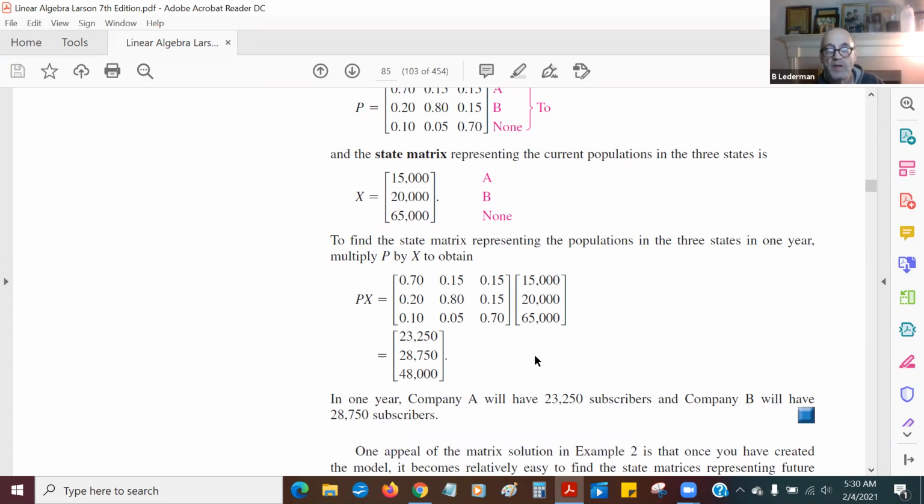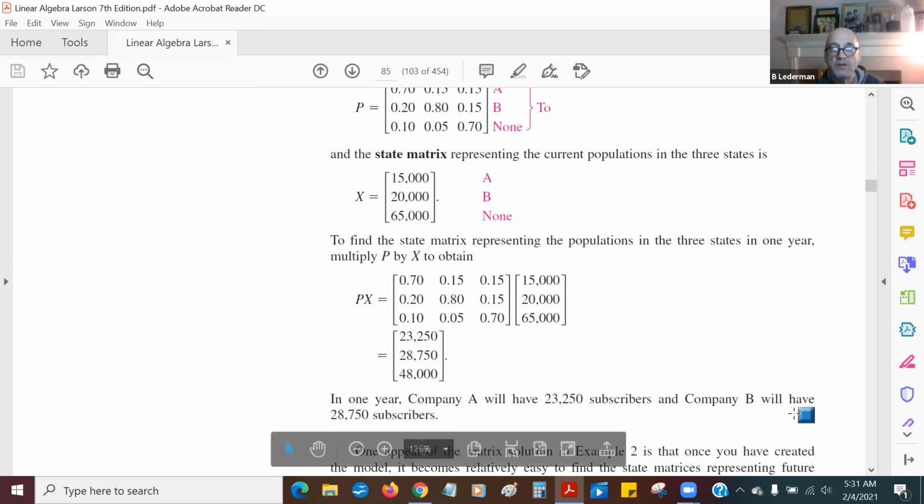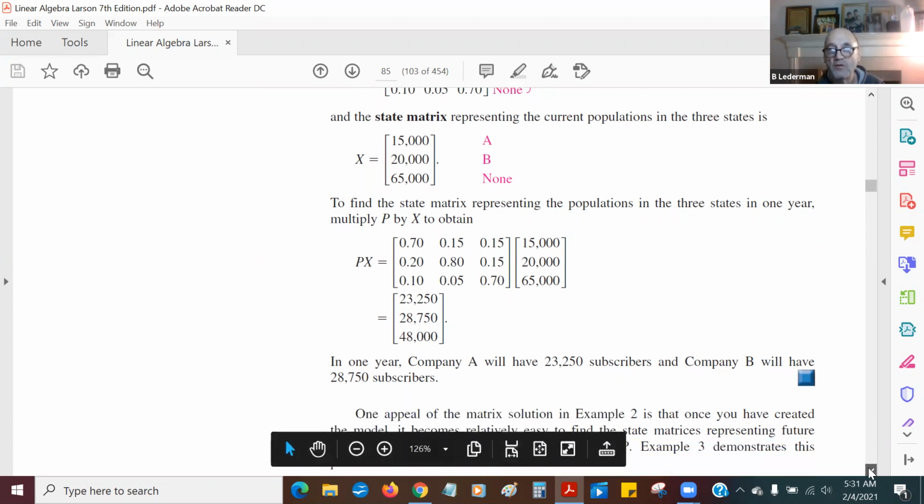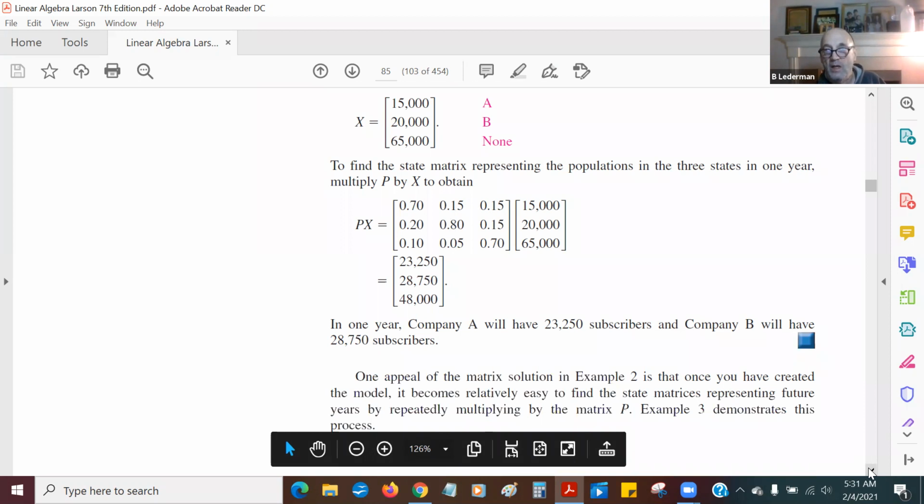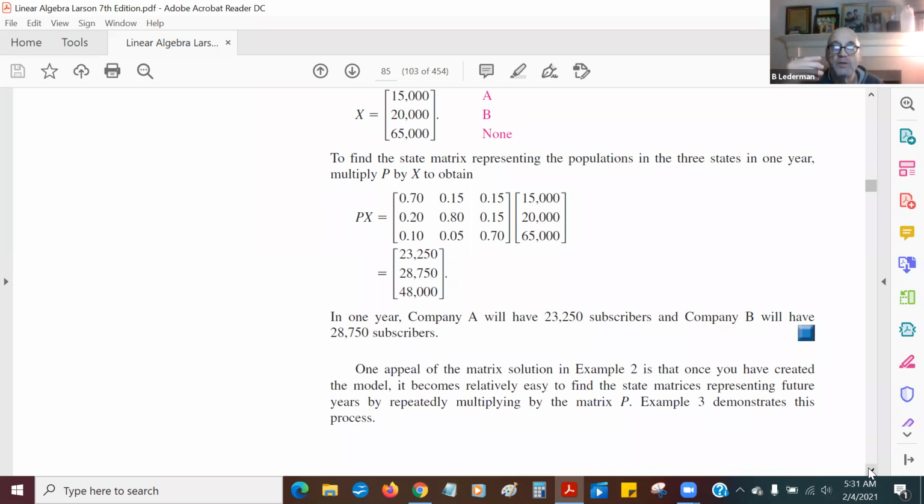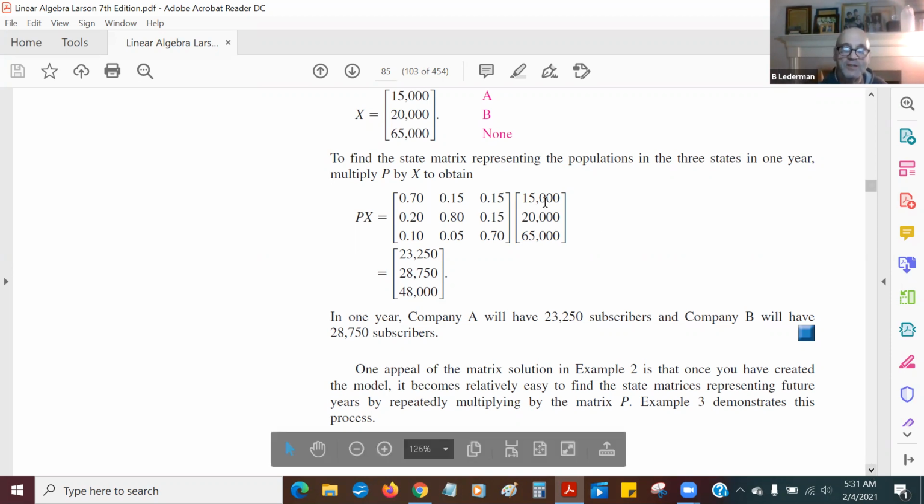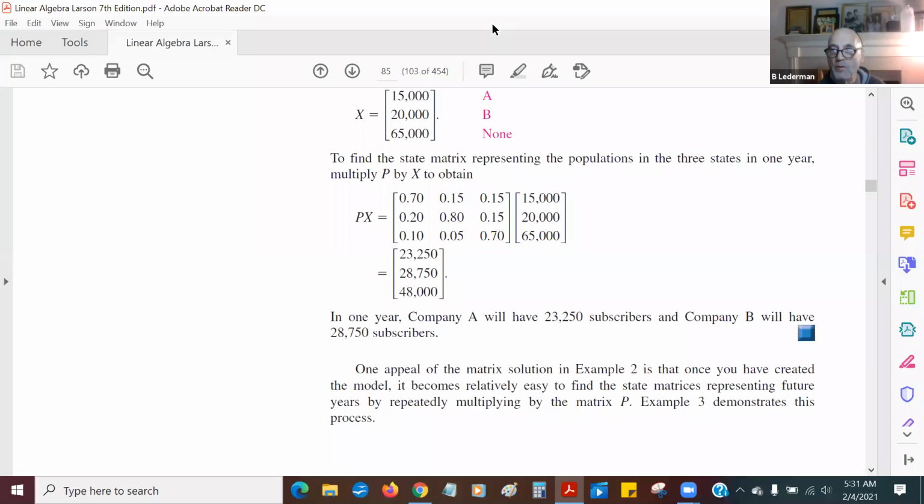And what's cool about this is that once you have the model, once you have the matrix, then you can use it from year to year. Of course, this is assuming that the trends stay the same, which, as we know, in this world is a big assumption. But for now, this is a math class, and in a math class, you always assume things. That's just the way it is in a math class.